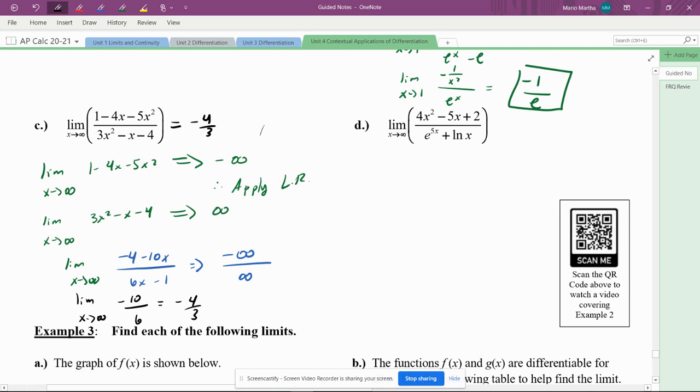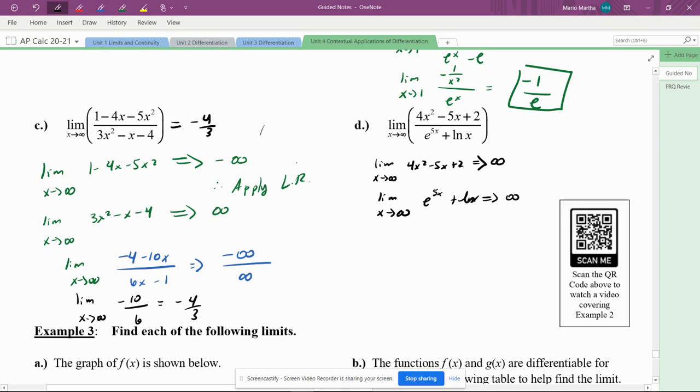Here we're going to say that if we apply the limits, this is a parabola that opens up. So the limit as x approaches positive infinity of 4x squared minus 5x plus 2 goes towards positive infinity. And the bottom, the limit as x approaches positive infinity of e raised to the 5x plus the natural log of x, also goes towards positive infinity. From here again, we want to apply L'Hopital's rule.